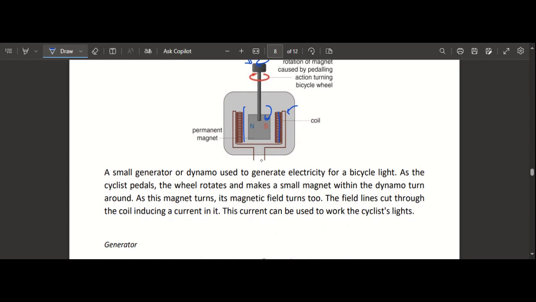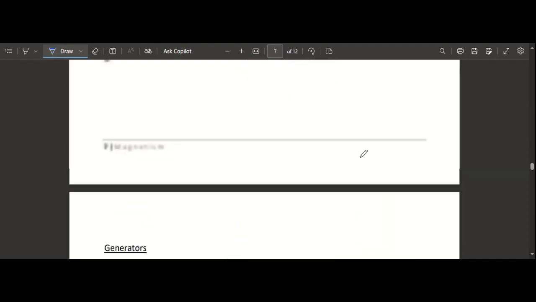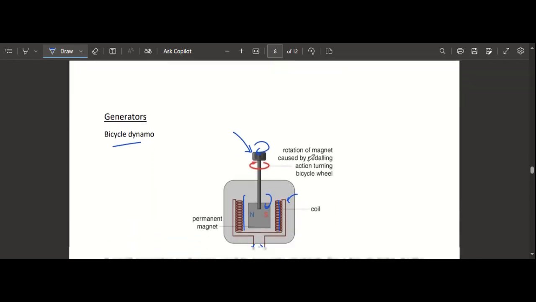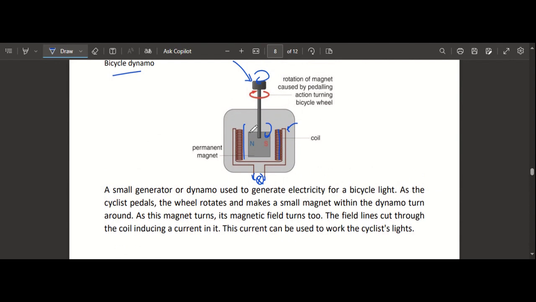When you connect these wires to a bulb, that current is enough to turn on a light. If you have used this, you will know that if you ride faster, meaning the wheel rotates faster, it produces a brighter light. Why is that? Because when it rotates faster, it's just like what we were discussing here, moving the wire or the coil faster. Here we are moving the magnet faster, so these two coils cut more field lines, which produces more voltage and more current, giving us a brighter light.